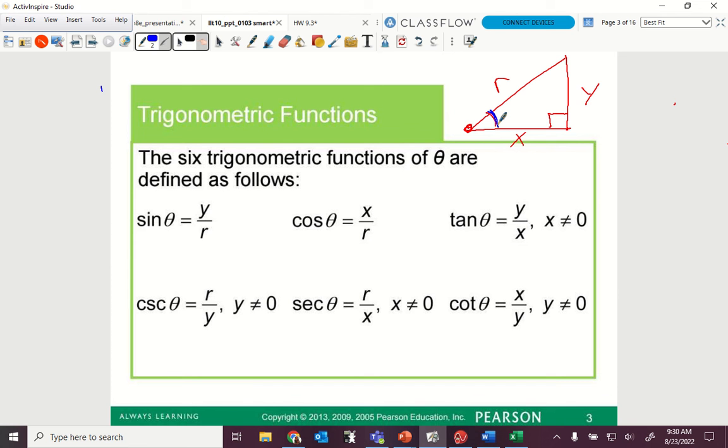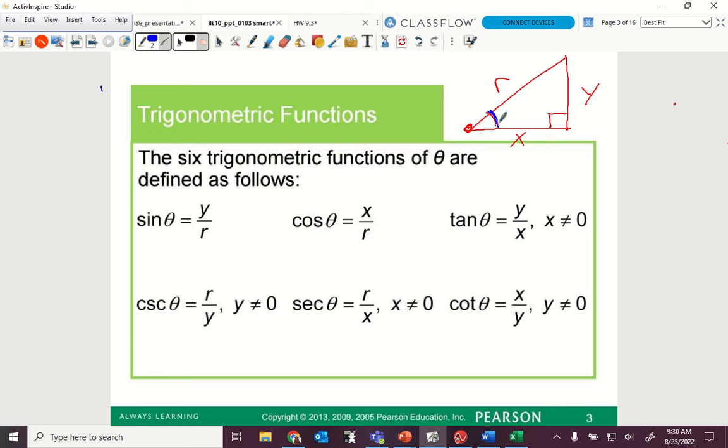Cosine is going to be adjacent over hypotenuse, right? So from my blue angle right here, adjacent would be the x value, and my hypotenuse is the r. And that's where I get x over r. Next one's going to be tangent theta. Tangent is tripping on acid, right? So opposite over adjacent. Opposite of my blue angle right here would be the y value, and my adjacent here is the x. So that's why it's y over x.